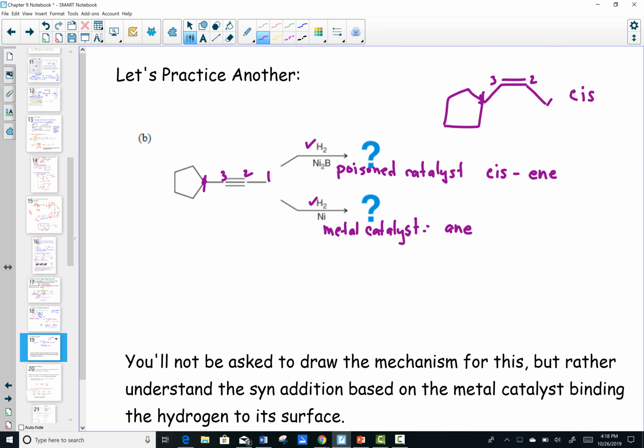In the second, we notice that it's a simple metal catalyst, no poisoned catalyst, just the element nickel. And so now we understand that it's going to simply go to create the alkane with 4 carbons total here, counting this as the first. So we have to go 1, 2, 3, where the 4th carbon is part of the cyclic structure. Propylcyclopentane.